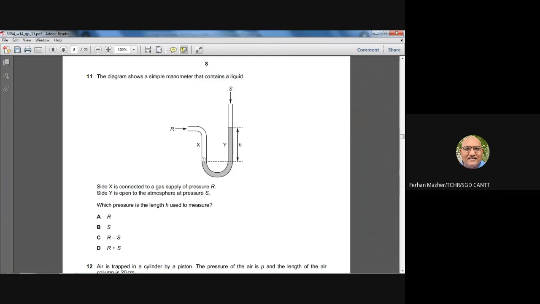The gas pressure is clearly larger than the atmospheric pressure because the level of the mercury in the side where you have the gas is lower and the level of the mercury on the atmospheric side is higher, and the difference between the levels in both the limbs is H. So R is more and the pressure S is lower, and R minus S will be equal to H. So H will be basically R minus S. So question number 11, C is the right option.